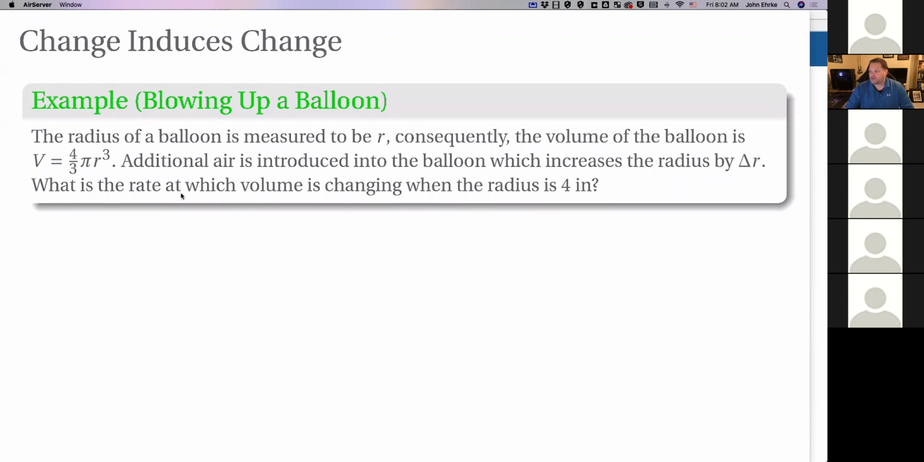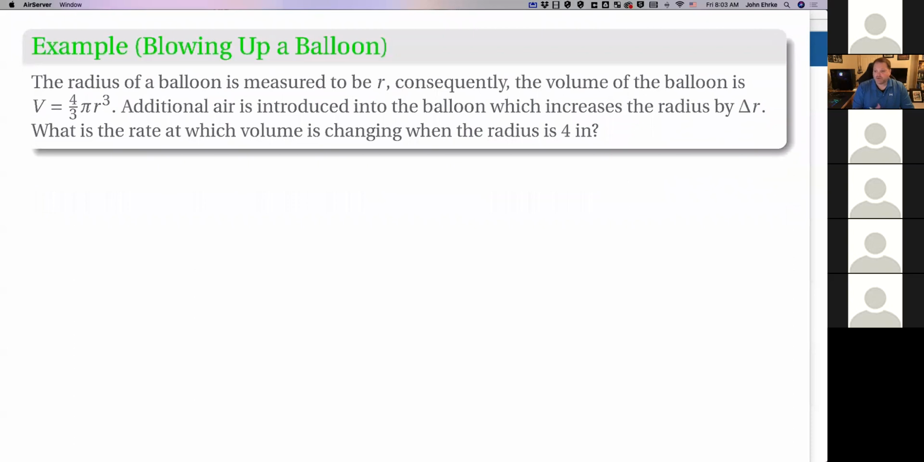And what I want to know is how quickly the volume is changing. So I want to know the rate of change, that's the derivative. I want to know the derivative of volume when the radius is 4 inches. So I've continued to blow up the balloon. I'm going to pause at the moment the radius hits 4 inches and figure out how quickly the volume was changing at that point. So it requires a derivative to do all these things, but the way in which I'm going to do it is not the way that we did it in class last time.